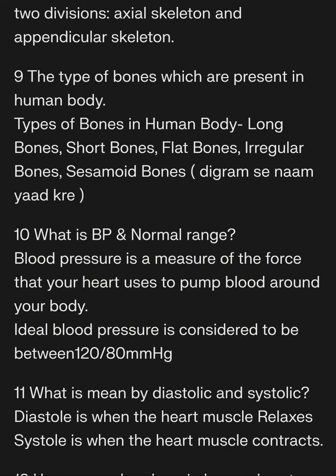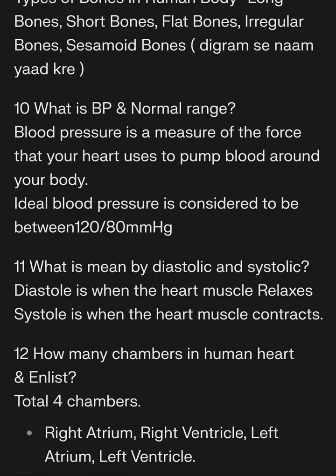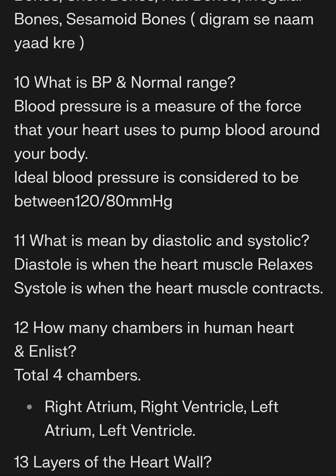Remember the names from the diagram. 10. What is BP and normal range? Blood pressure is a measure of the force that your heart uses to pump blood around your body. Ideal blood pressure is considered to be between 120/80 mmHg.